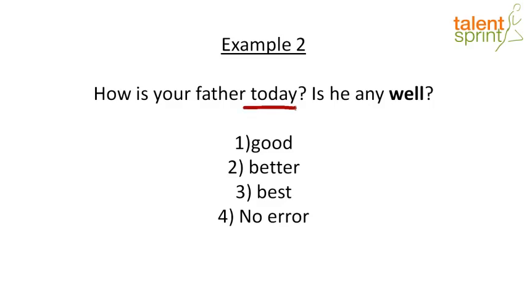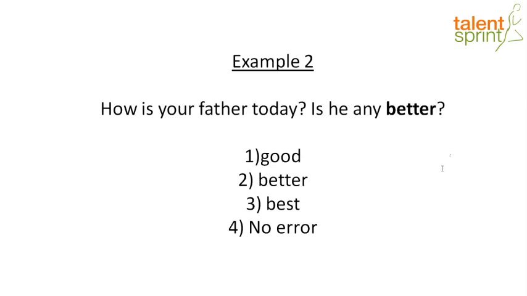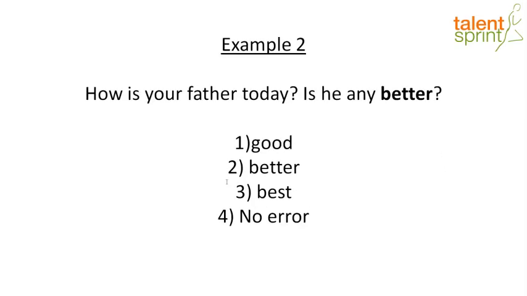So let's go ahead and make that change. This is an easy one. From the options, the only thing that's giving me the comparative degree is option 2, better. Good is the positive degree, better is the comparative degree, and best is the superlative degree. Good, better, best. Alright, so let's go ahead and make that change. So the error is in part, we replace well with option 2, better. How's your father today? Is he any better? Let's look at our final example for degree of comparison.